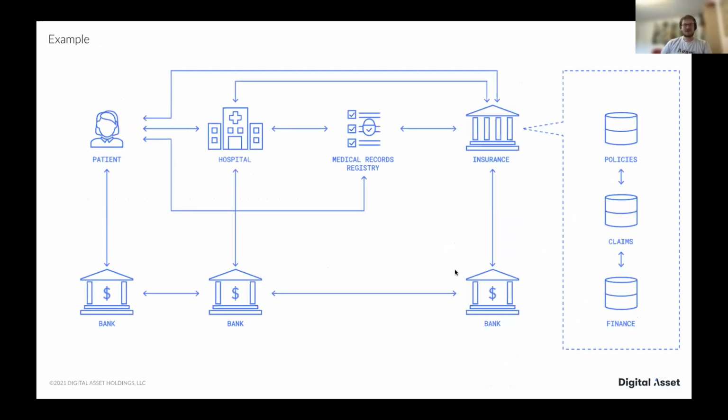And these types of applications are absolutely everywhere, both between organizations as well as within, right? I've illustrated here a very simplified view of a doctor's visit, or a patient visits a hospital, and there's an interaction with medical records registries, insurance companies, and the banks that ultimately make the money flow. But then we can also go inside an organization like the insurance company here, where you have different units and systems for policy, administration, claims, and finance, right?